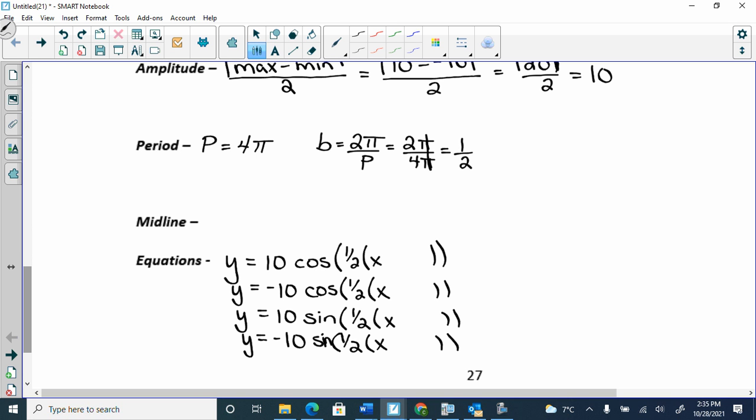Did my b's change on any of them? No, when you find one b, you've got all the b's, right? Okay.